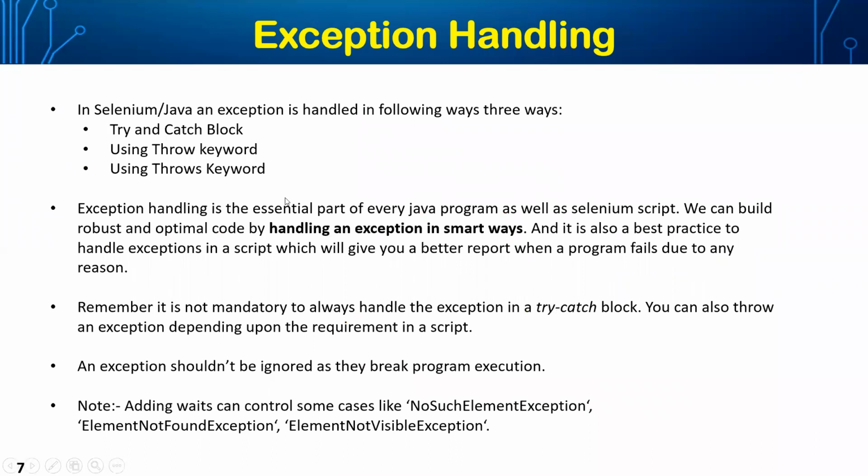Okay, one is try catch block. The solution to handle abnormal and unexpected behavior in an application is through three ways. One is try catch block, second is using throw keyword, and third is using throws keyword. Once again, I'll tell you, using try and catch block, we can handle the exception. Using throw keyword, we can handle the exception. Using throws keyword, we can handle the exception.